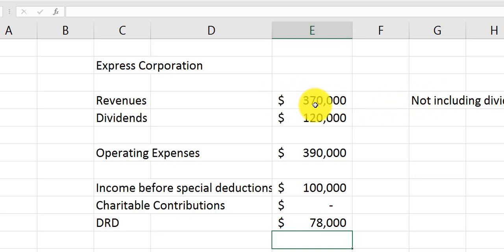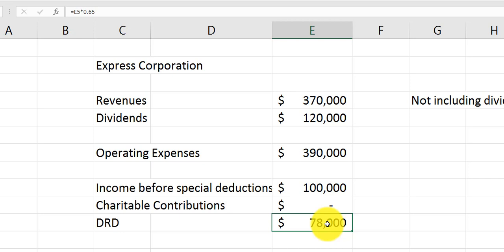So revenues, then the dividends separately, then operating expenses. So when you calculate the income before special deductions, you are going to take the revenues plus the dividends minus the operating expenses to get your income before special deductions. Now, in this case, they got a dividend of $120,000. They own 55% of the stock. So that entitles them to a DRD deduction, at least initially, of 65%, which is $78,000.